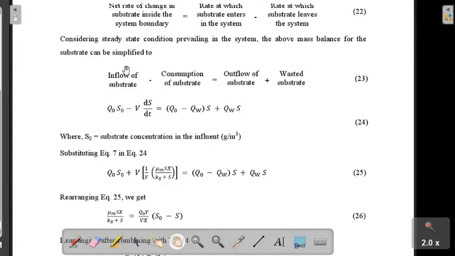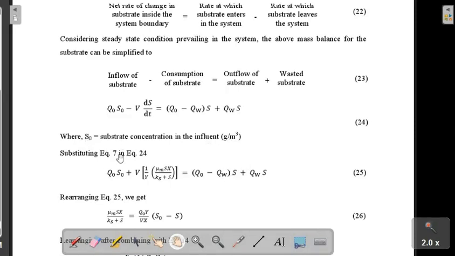Okay. So what is the inflow of the substrate concentration? It is Q0 S0. What is the consumption of the substrate? The microorganisms consume the organic matter, and we can write it in terms of the rate. It is V dS/dt equals the outflow of the substrate, which is (Q0 minus QW) into S, and waste substrate QW S. Okay. So where S0 is the substrate concentration in the influent.